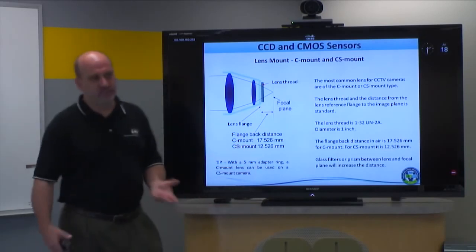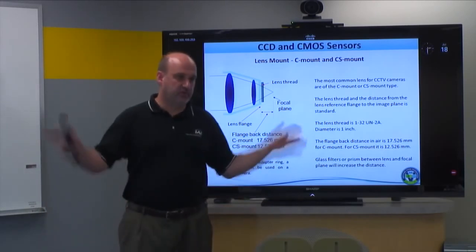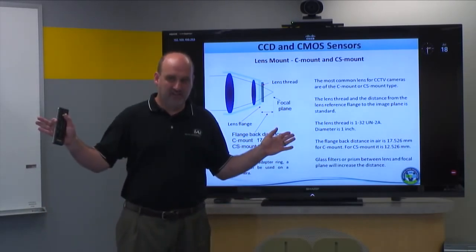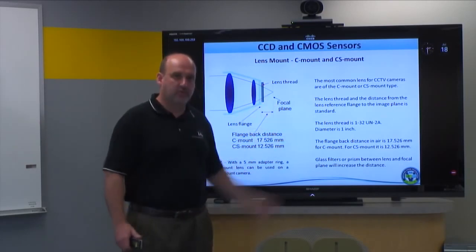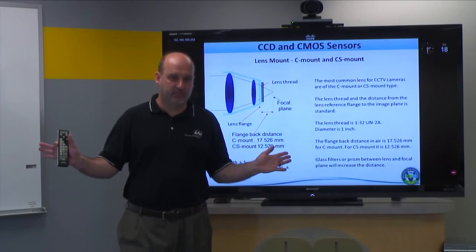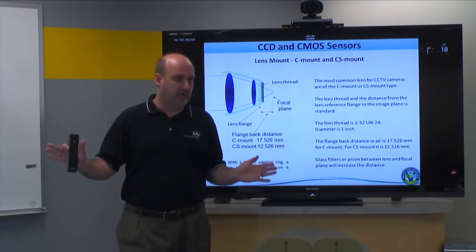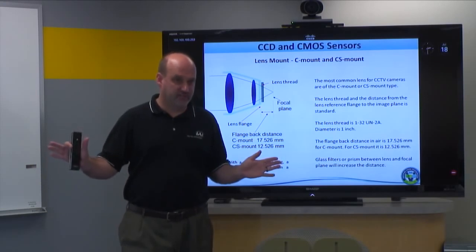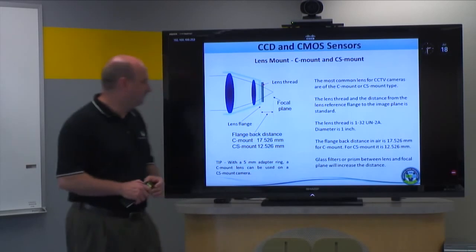And the reason this is important, and the reason that it comes around with the shorter back flange, is that when you want a very wide angle lens, if we place the back of the lens closer to the focal plane, it makes it much easier to create it. So this is why you still see CS mount lenses out there, and in very wide angle applications, especially security, they prefer this type of mount.